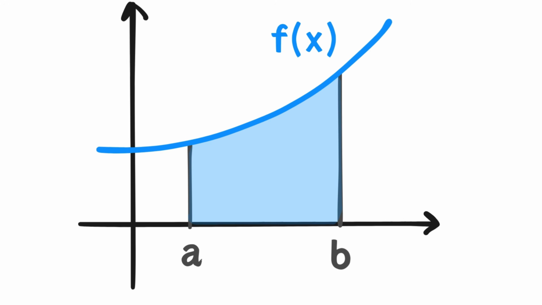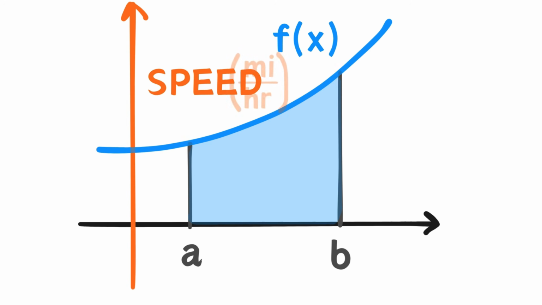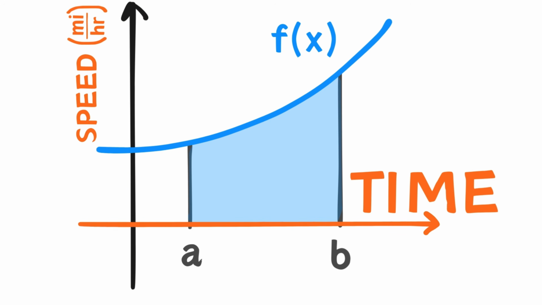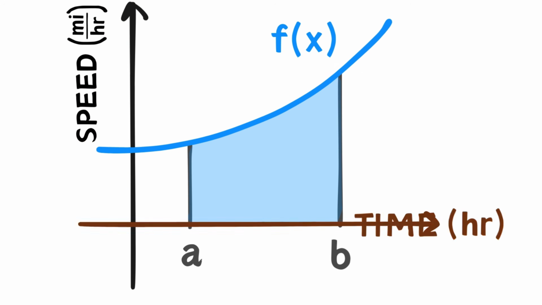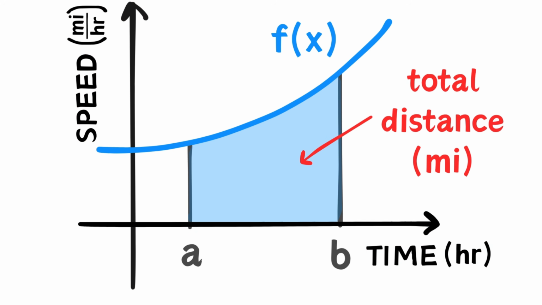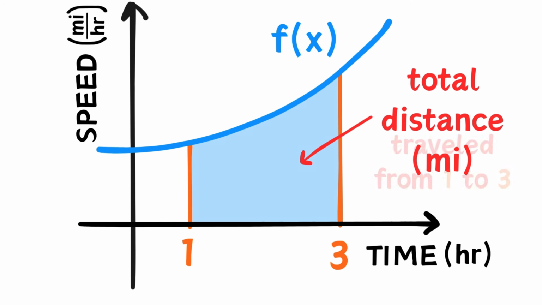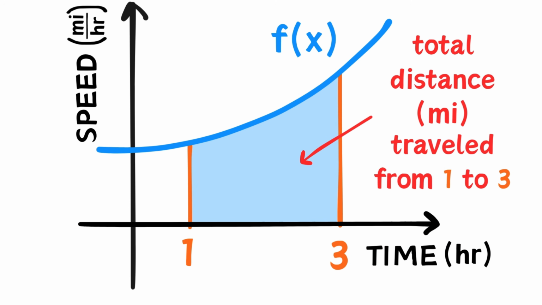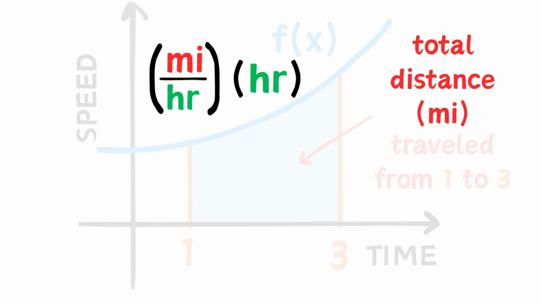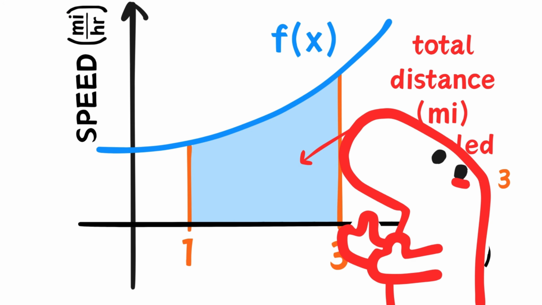Imagine the y-axis represents your speed on a trip, measured in miles per hour, and the x-axis represents the time measured in hours. The area under the function represents the total distance traveled. For example, if A represented hour 1 and B represented hour 3, then the area under the curve between 1 and 3 is the total distance traveled between those hours. This works because multiplying a rate by a time gives a total amount. If this doesn't make sense right now, don't worry about it. We'll see it at play later in the video.